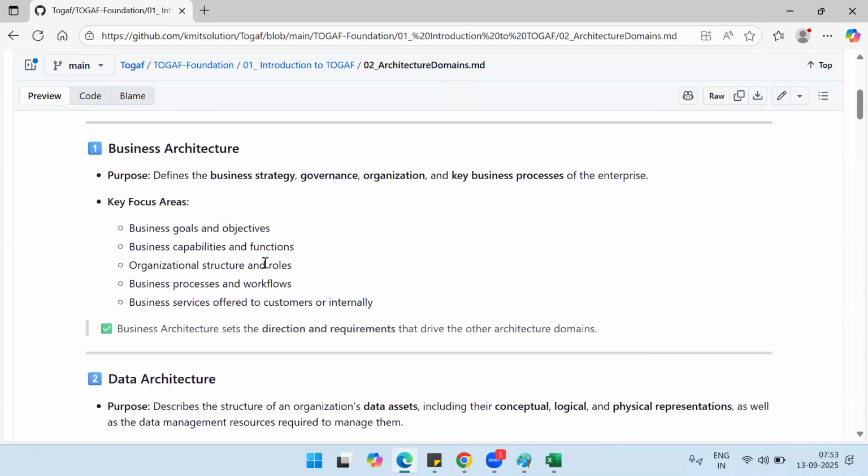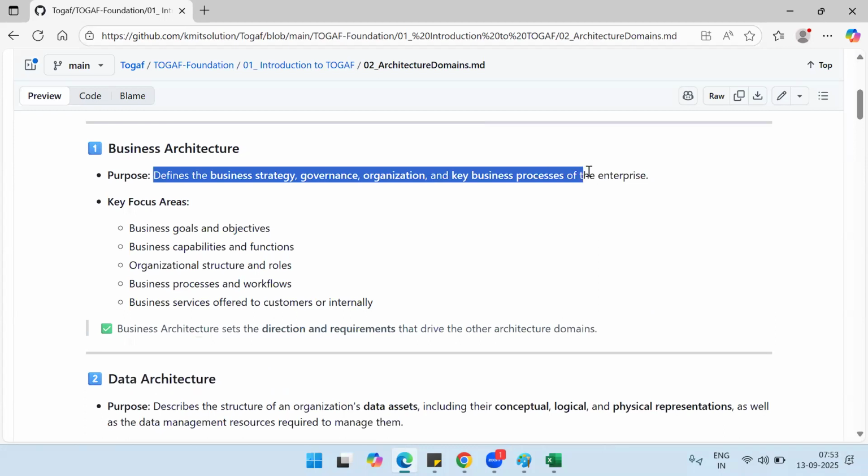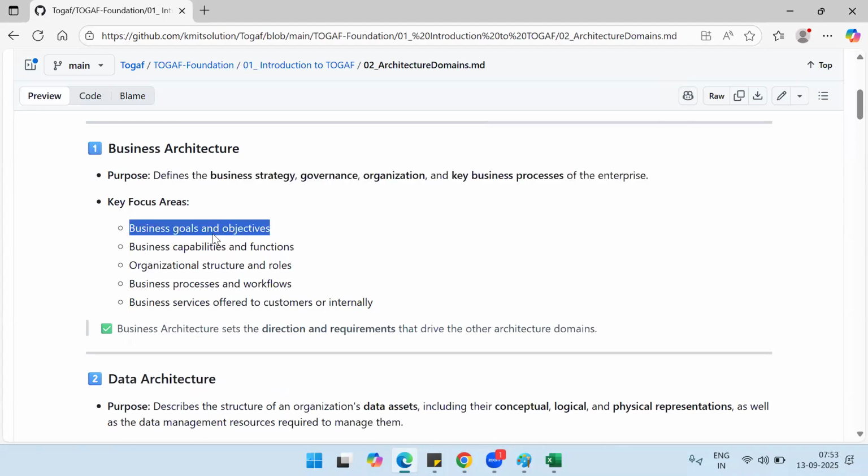So the first one is the business architecture. The purpose is to define the business strategies, governance, organization, and key business processes of the enterprise. What are the things? The business goals and objectives, business capability, everything related to business only, right? Organizational structure and roles, that also you need to know.